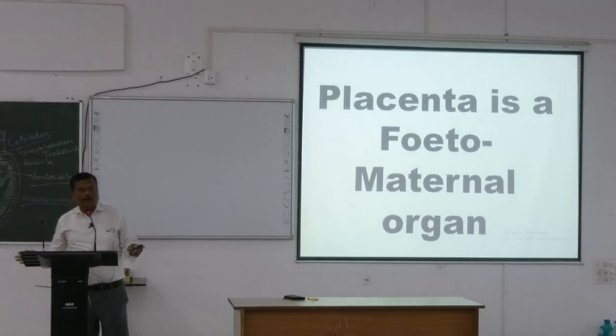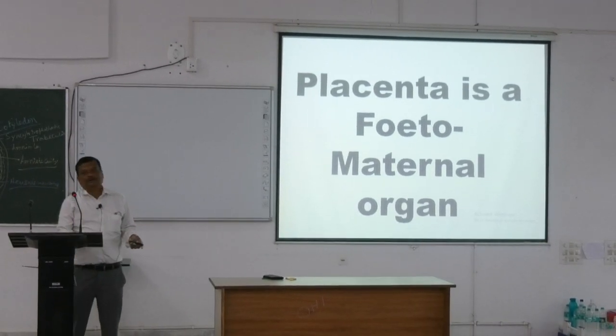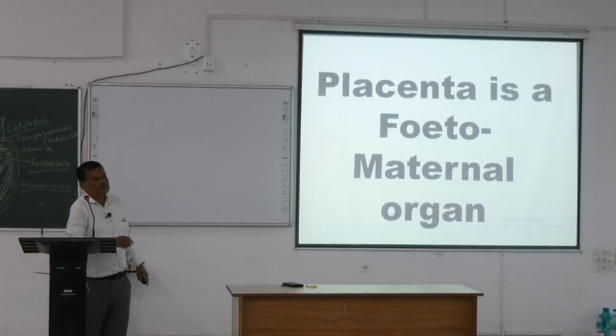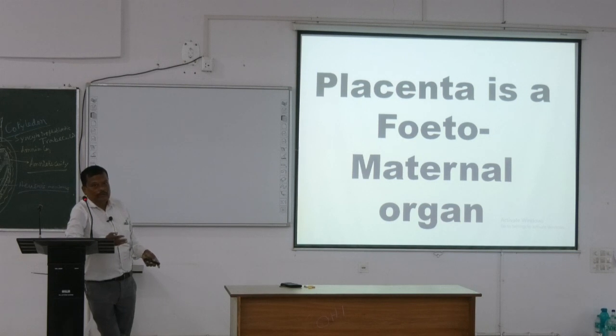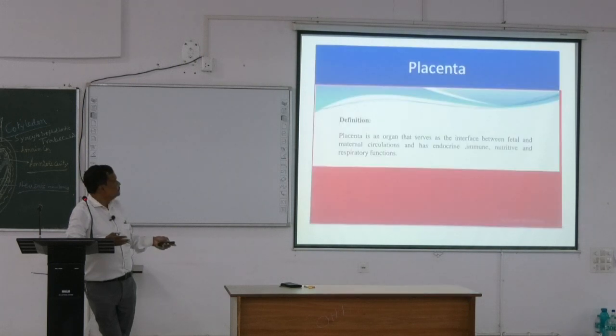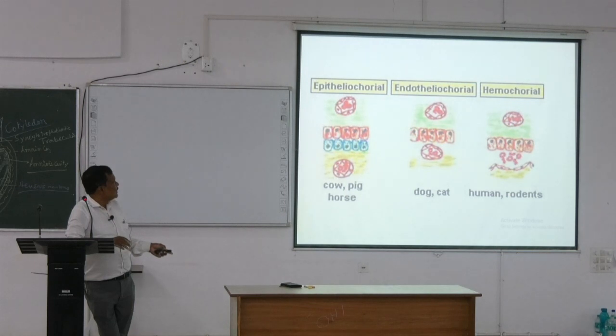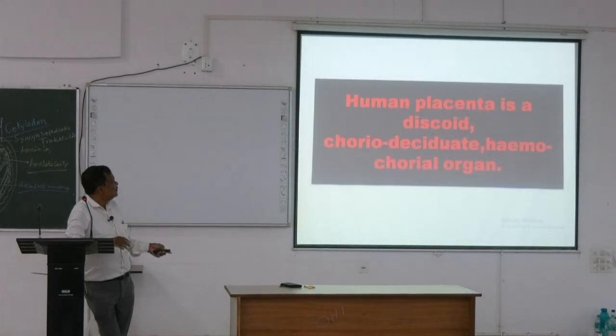The placenta is an organ that serves as an interface between fetal and maternal circulation and has endocrine, nutritive and respiratory functions. Many functions the placenta has. The human placenta is a discoid chorio-decidual haemochorial organ.